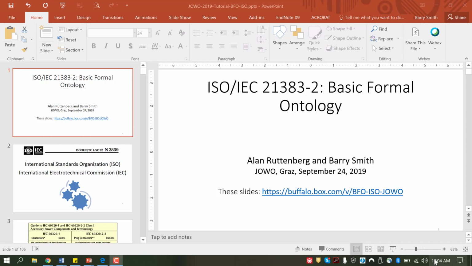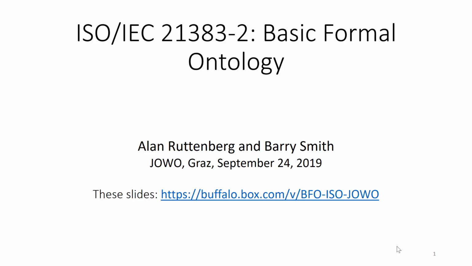Okay, so as I assume many of you know, a couple of years back, a new ISO, International Standards Organization, standardization effort was initiated to create an international standard top-level ontology. And the result is ISO IEC 21838, which will be a multi-part standard. And part 2 of this standard is basic formal ontology.